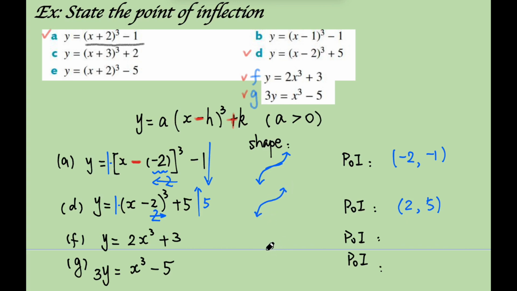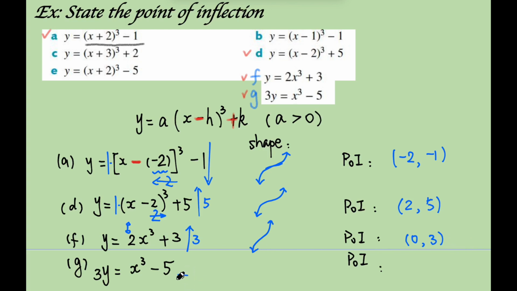For F, the coefficient of x cubed is number 2, and it is positive, but 2 tells us the graph will be dilated from the x-axis by 2 units. The graph will be a little bit deeper. And then h value is 0, k value is 3. It means we are going to move the graph up by 3 units. Then the point of inflection will be (0, 3).